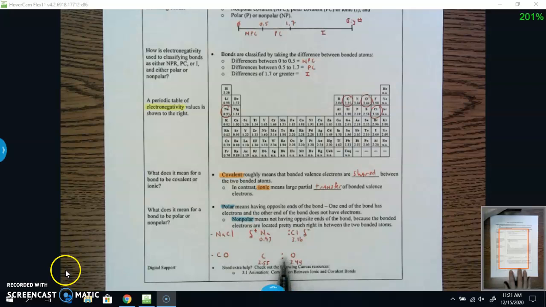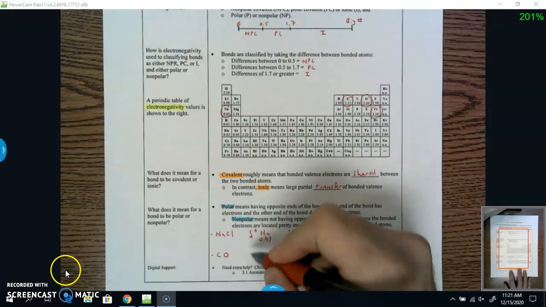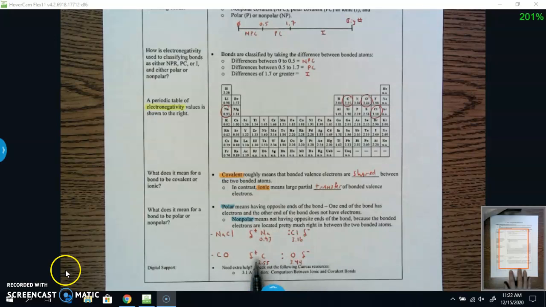Okay? Now again, because these electrons are not found right in the middle between carbon and oxygen, it creates poles. One end of the bond has the electrons, the other end of the bond does not have the electrons. And because the electrons are closer to oxygen, oxygen becomes partially negative, and the carbon becomes partially positive. Now again, we can really see the poles. To be polar means to have opposite ends.